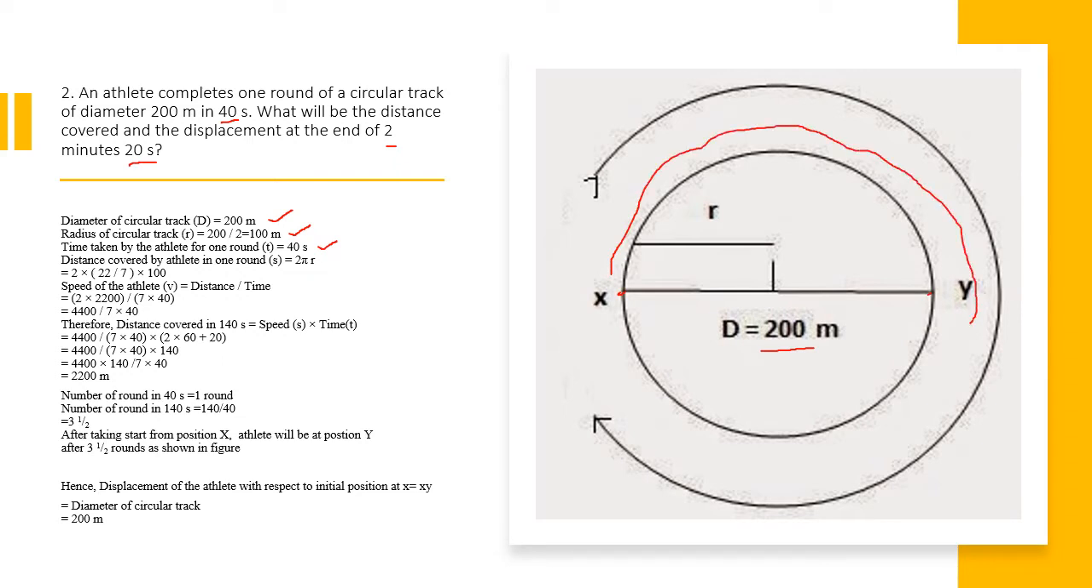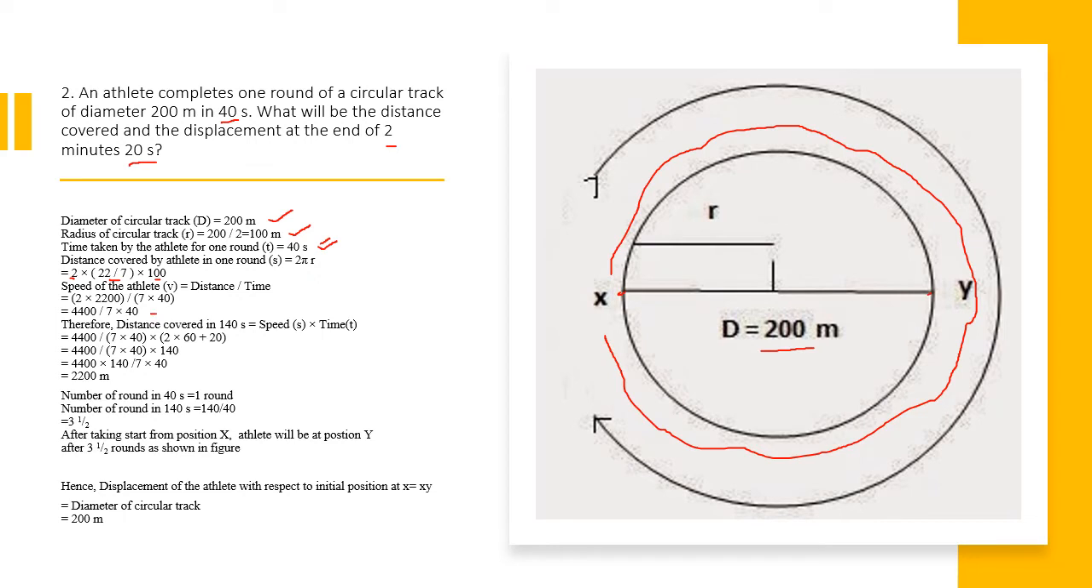Circumference of this circle. So what is the circumference formula for a circle? 2 pi r. So 2 into 22 by 7, pi value 22 by 7, into r, radius is 100. So you can calculate the speed of the athlete now. Distance divided by time, and the time is also given in the question itself, 40 seconds, right? So 2 into 22 by 7 into 100 divided by 40. So this is your speed of the athlete.